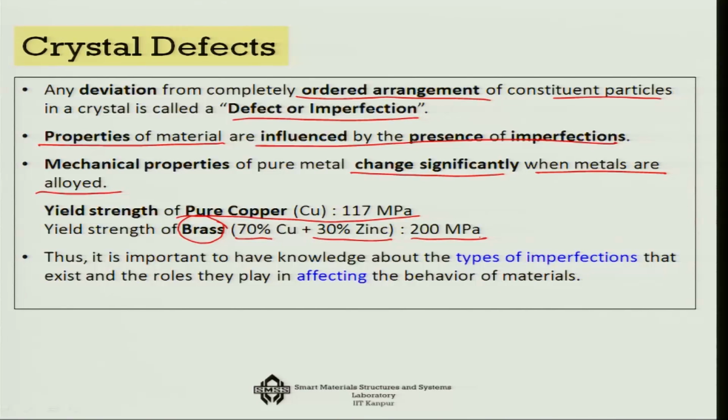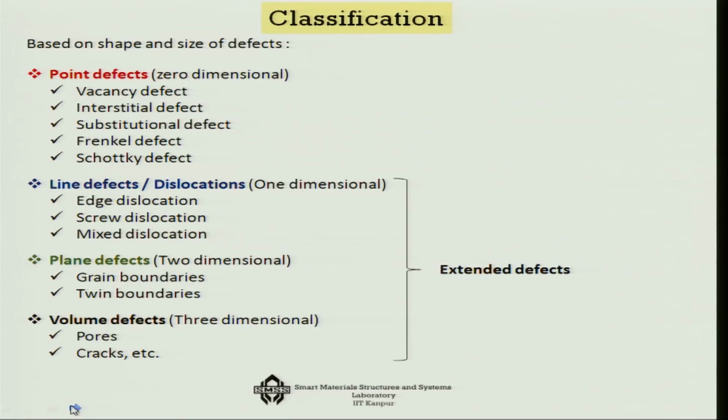So, it is important for us to know how many types of imperfections are possible in any regular ordered crystal structure, and what the role of each one of them is in terms of the material properties of the systems. To do that, we have to clearly classify the types of defects.